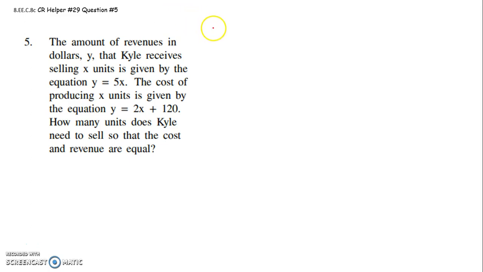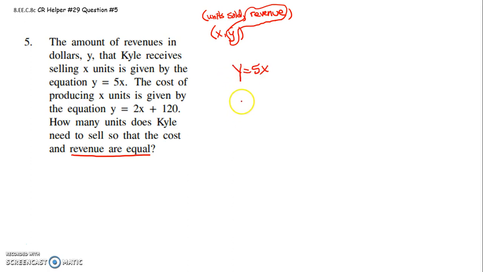Okay. So first of all, it's important that you realize in X comma Y, X represents the units sold, and Y represents the revenue. So when they ask you where the revenue and cost are equal, that means the Y will have the same value. So if you have Y equals 5X, and you have Y equals 2X plus 120, they want to know where Y has the same value, how many units did you sell?